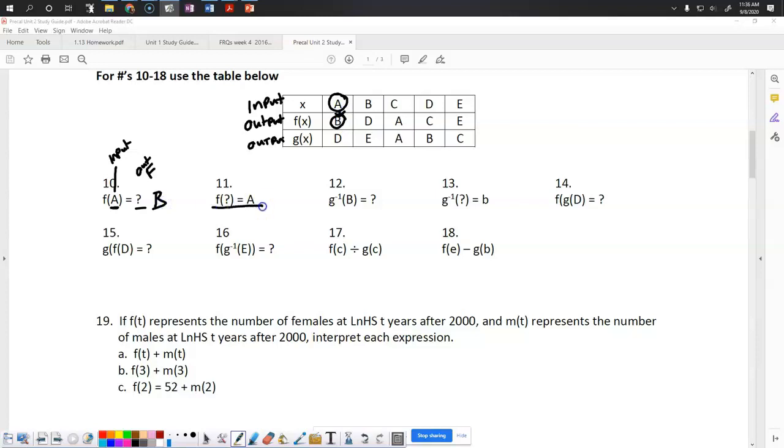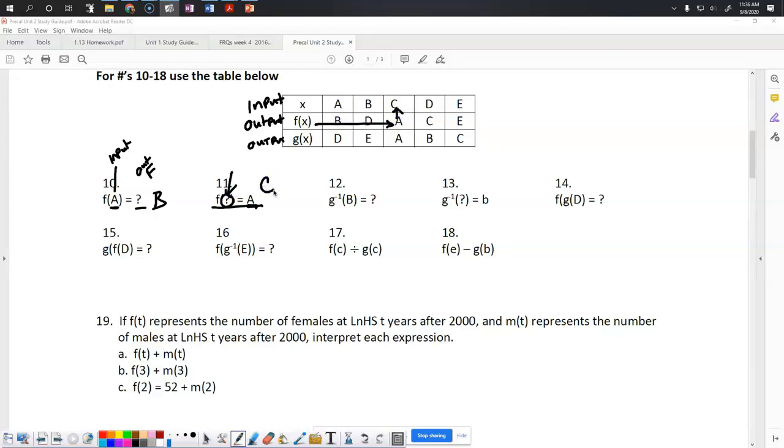Let's go ahead and take a look at number 11. Now for number 11, I don't know what the input is, but I do know the output is A. So that means I'm going to go to the output row, and I'm going to look for an A in the output row, and there it is. And I want to know what's the input that goes with that. It would be C.